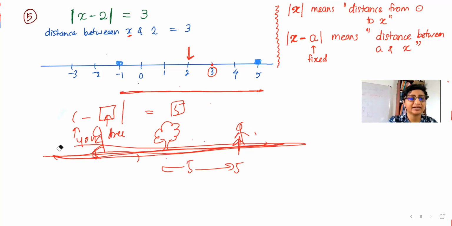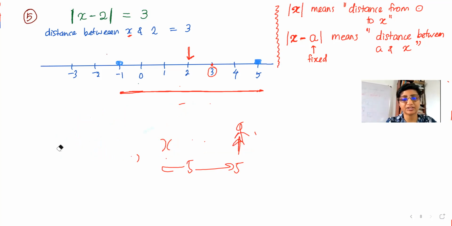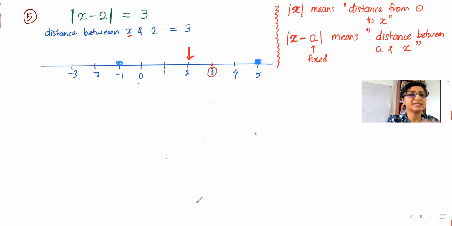I think that's a good analogy. Think of this as always when you have something like this. This is a tree. This is you. And this is the distance from the tree to you. You plant this tree at 2. The tree is here, so you can be here. What Malit had put was right. You can be here or you can be here.